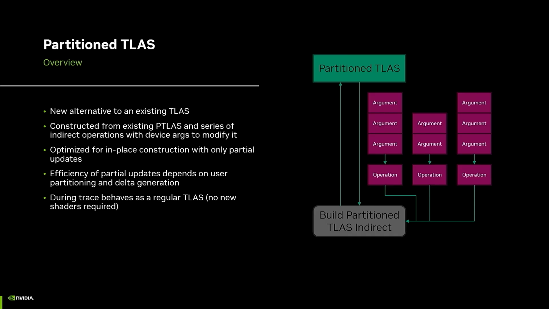This really relies on your game being able to express changes between individual frames as deltas. If you keep having to figure out what changed between frames because you reconstruct everything, I think you have some work to do to really be able to leverage this, but it's very beneficial once you are able to do that. During trace, the partitioned TLAS will behave exactly like a regular TLAS. There is no real way for the app to detect if it is a TLAS or a partitioned TLAS during the trace.